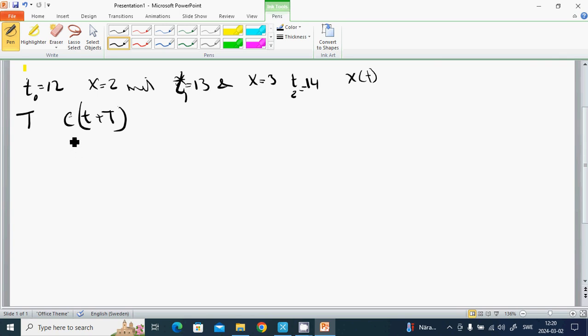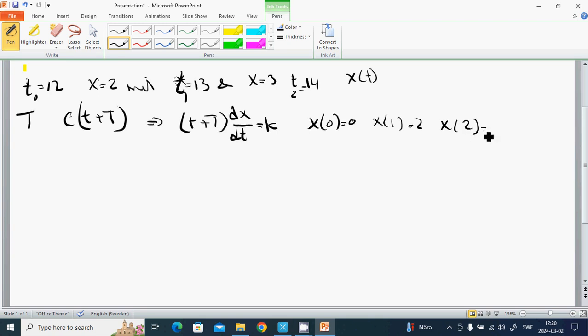We have also that (t plus T) dx divided by dt equals a constant value, and also x of 0 is 0, x of 1 is 2, and x of 2 is 3. It is then here after 1 hour and after 2 hours.